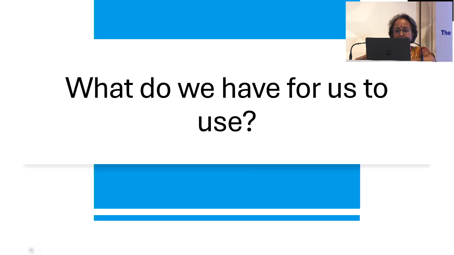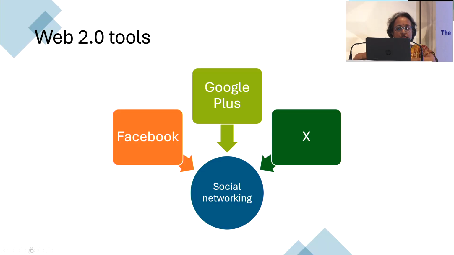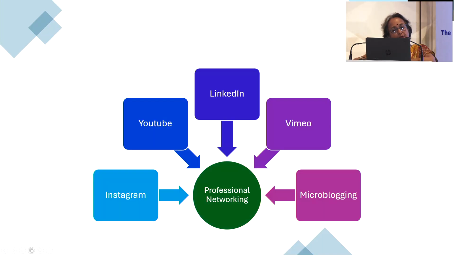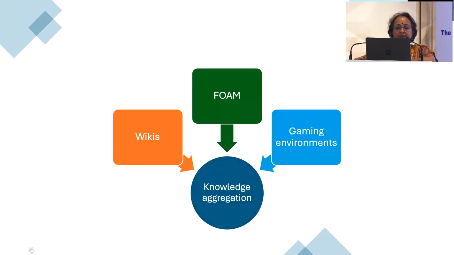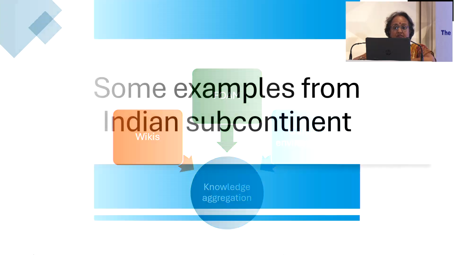So what do we have out there? If you look at the Web 2.0 tools, you have Facebook, Google+, X, which are examples for social networking. For professional networking, you have Instagram, YouTube, LinkedIn, Vimeo, and microblogging. And knowledge aggregation, you have wikis, forum, and gaming environments, which is again a whole topic in itself, as gaming-based environment or gaming-based learning, GBL, as an important tool in medical education is another topic in itself.